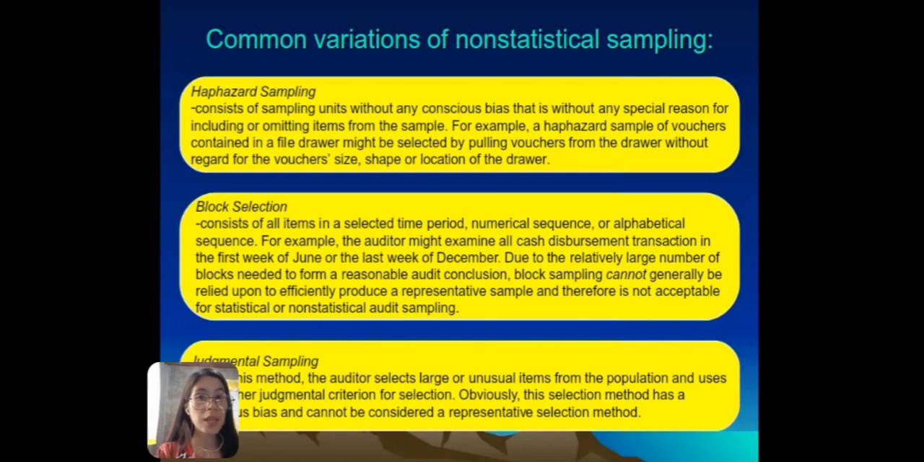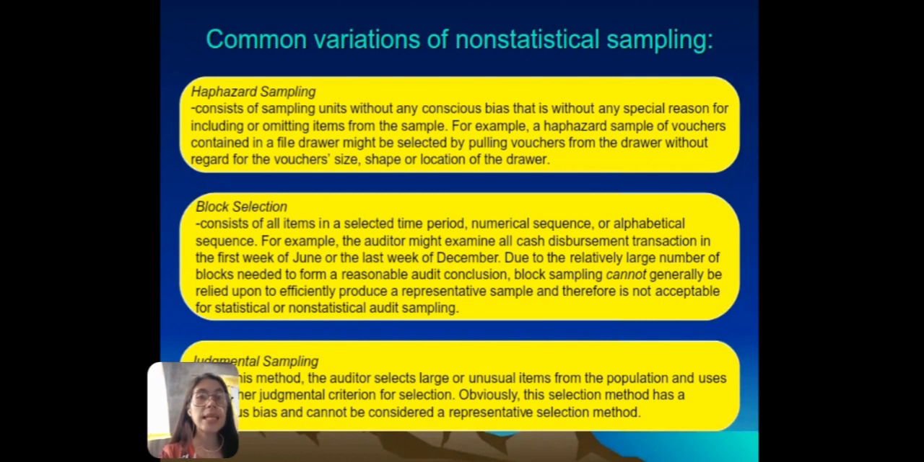Now, let's proceed to the common variations of non-statistical sampling. First, we have haphazard sampling. When we say haphazard sampling, it consists of selecting sampling units without any conscious bias, that is, without any special reason for including or omitting items from the sample. For example, a haphazard sample of vouchers contained in a file drawer might be selected by pulling vouchers from the drawer without regard for the voucher's size or location in the drawer.